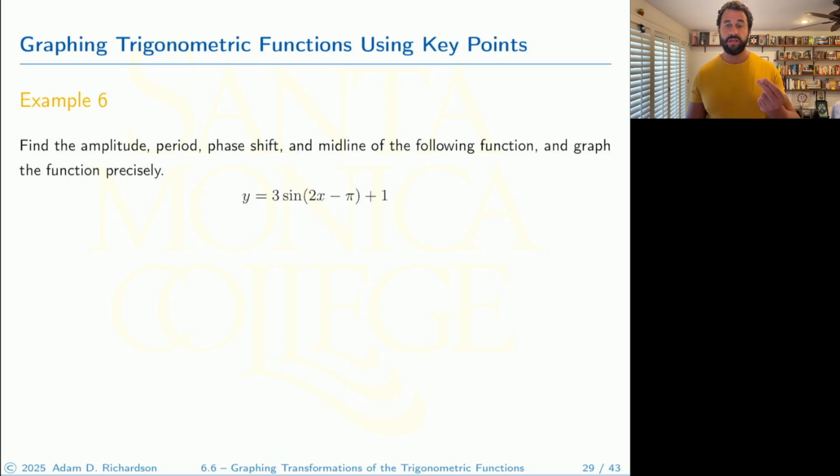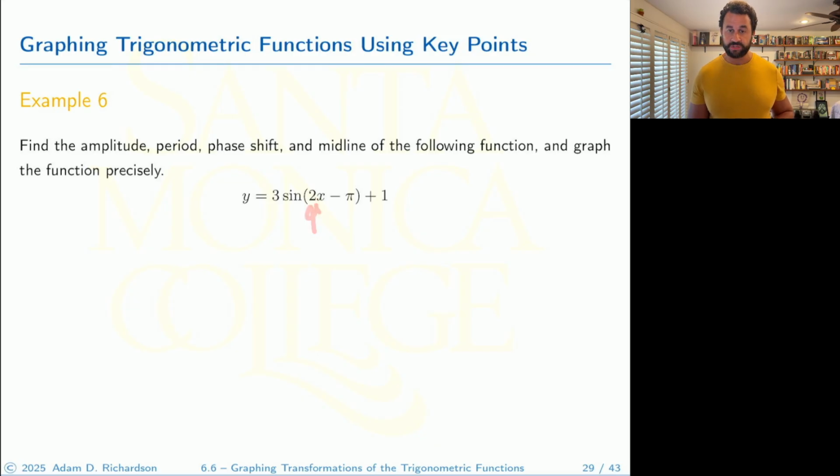So I'll say it verbally, and then I'll go through. Parent function is sine. The amplitude is 3. The a value is 3. There's a vertical shift, so the midline is going to be different. The midline is going to be at y equals 1.